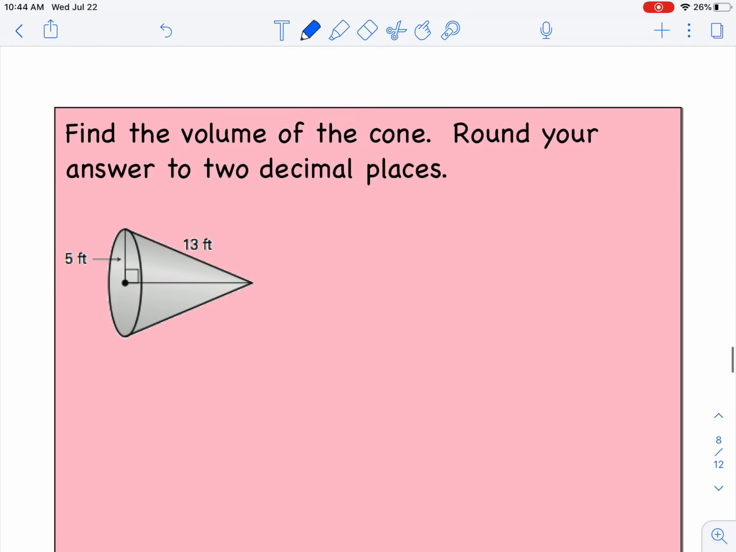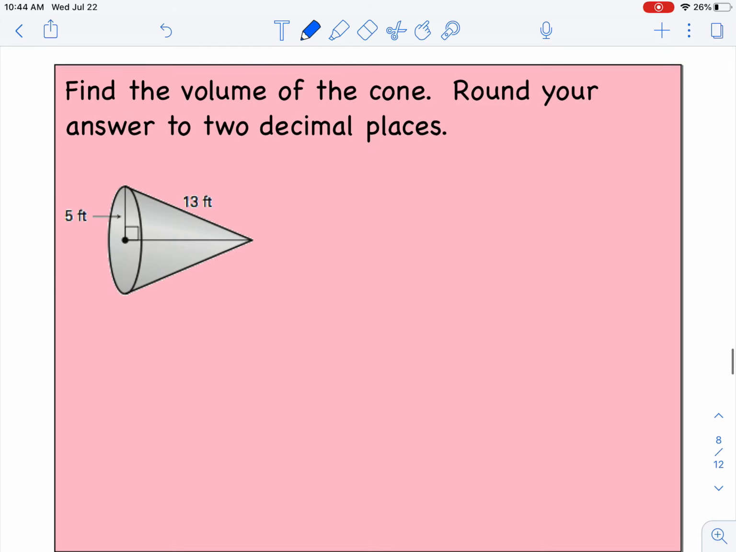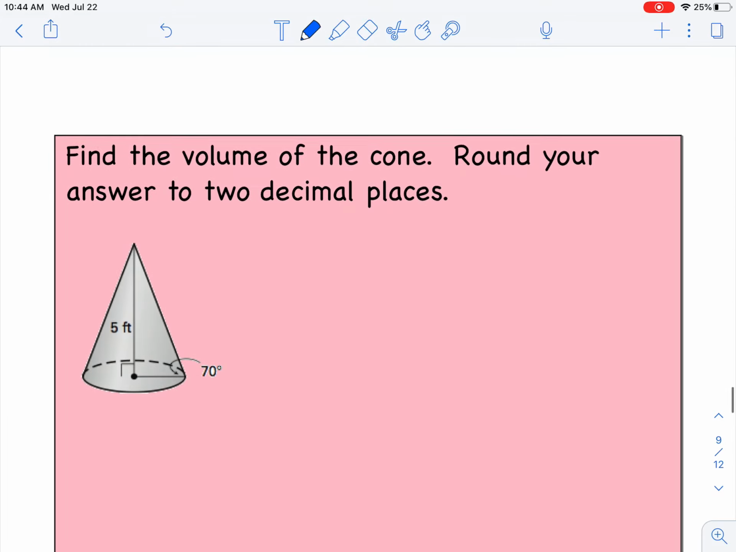Okay, now your turn to try this one. Very similar to the one I just did. Find the volume of the cone, round your answer to 2 decimal places. And again, check back to the answer key and the notes so that you can see if you have done it correctly.